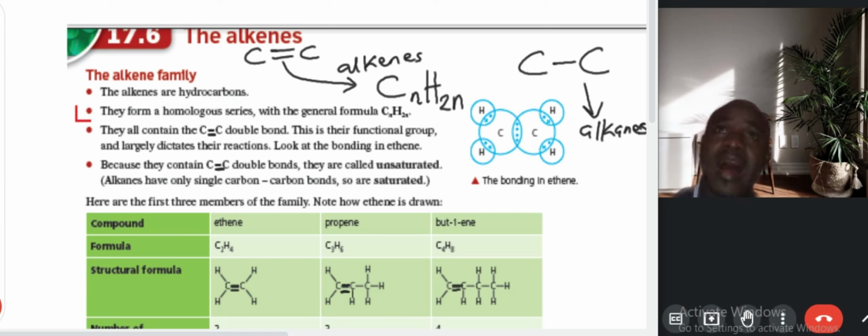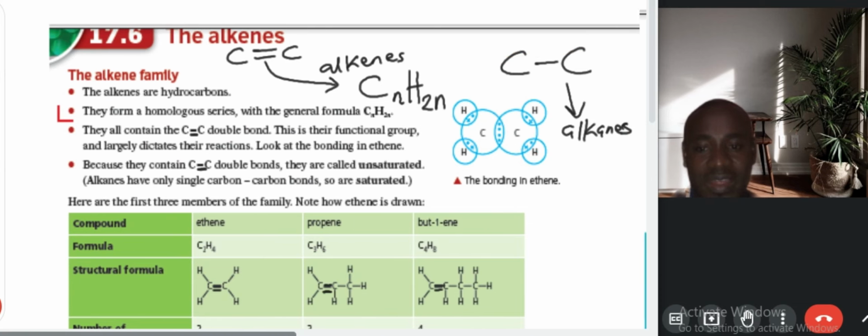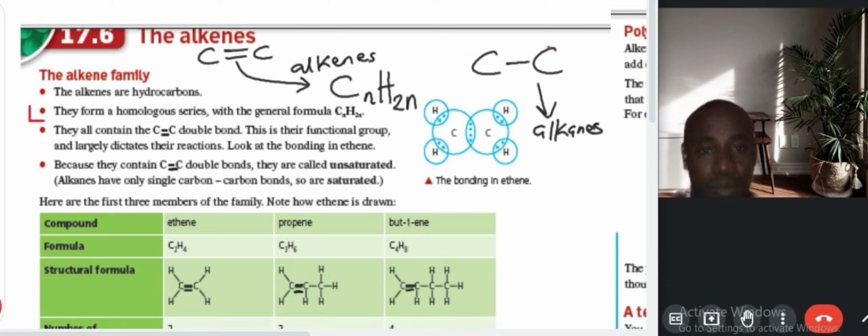The organic compounds that are hydrocarbons are alkanes and alkenes. We've talked about alkanes before, so this is about alkenes. So alkenes are hydrocarbons. They form a homologous series CnH2n, and they all contain a carbon-carbon double bond, which is their functional group. Compare it with the previous one we talked about, which is alkanes. Alkanes contain a carbon-carbon single bond.